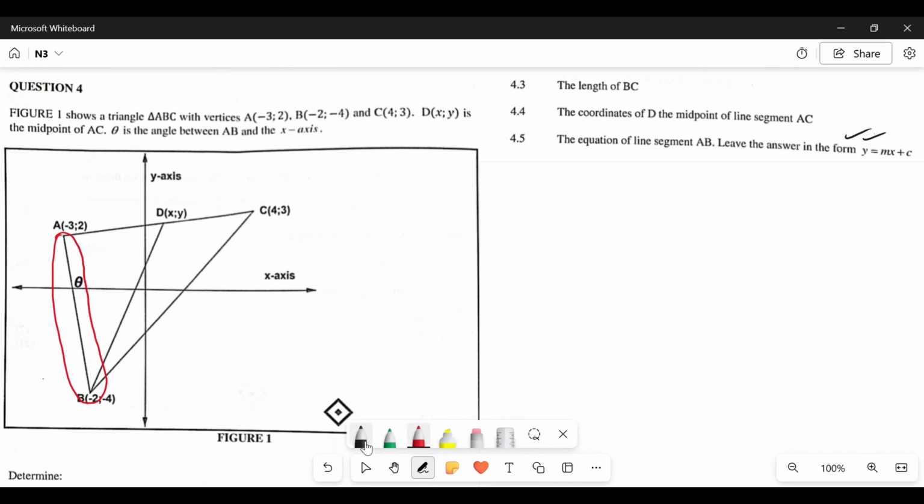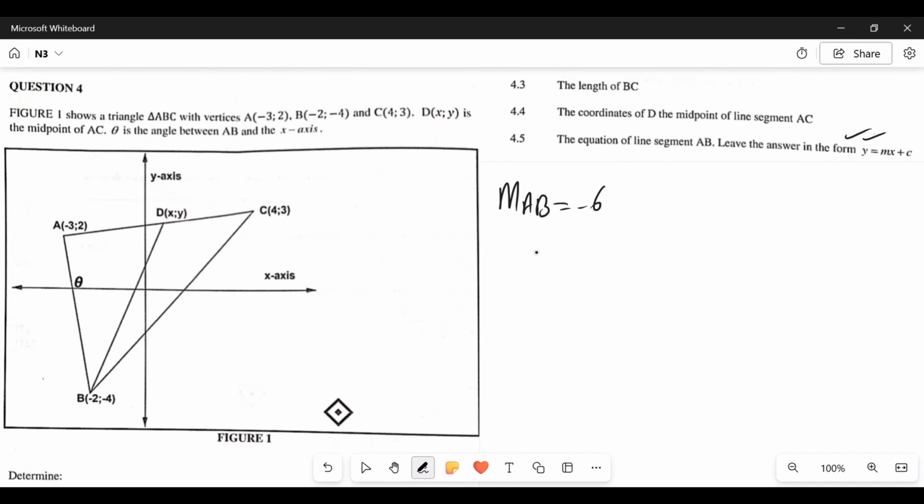But if you still remember, from this line we managed to get the gradient. So we can say the gradient of AB is equal to -6. Now, in order for you to calculate the equation of a line, there is a formula that you need to use. Again, you'll find this formula on the formula sheet. It goes like this: y minus y, and you have to choose between A and B. I will choose the coordinates of A: y minus YA equals the gradient times x minus XA. Again, be careful here. When you choose YA, you must choose XA as well.